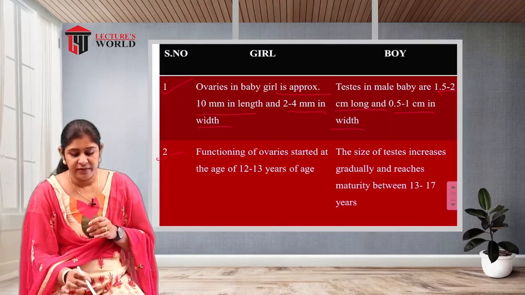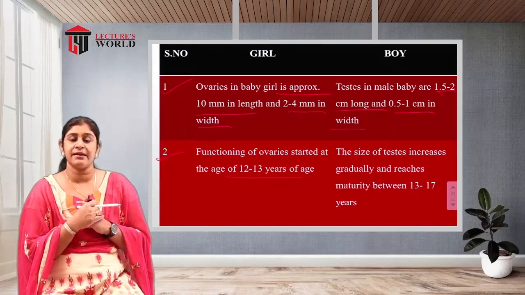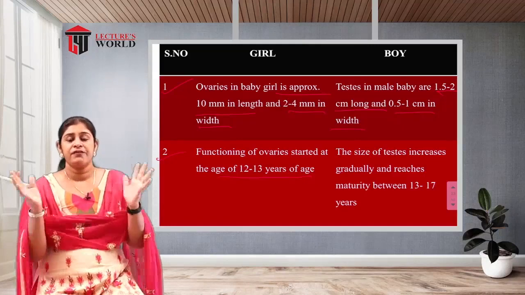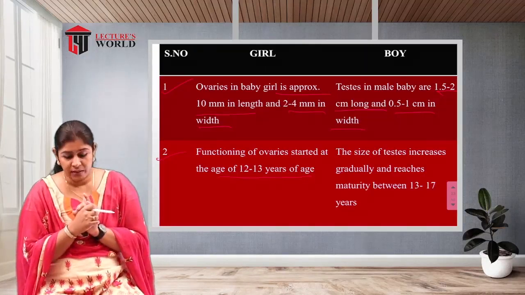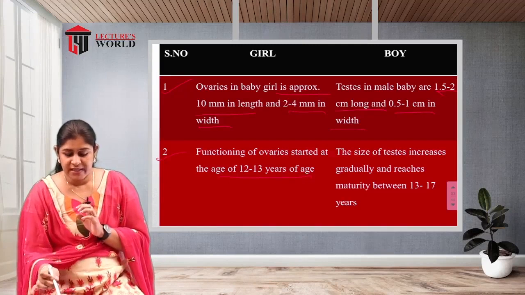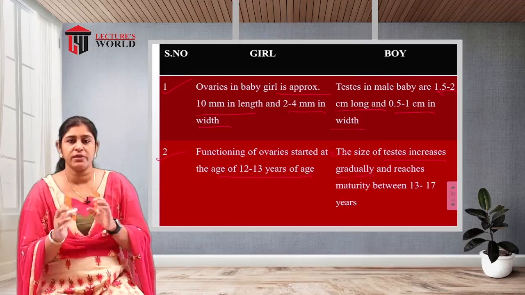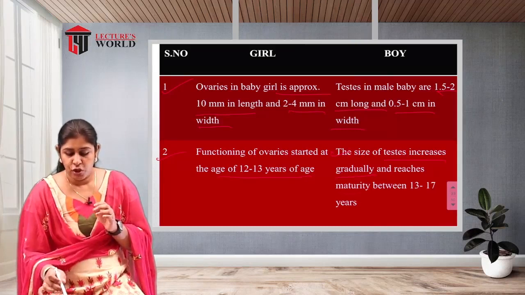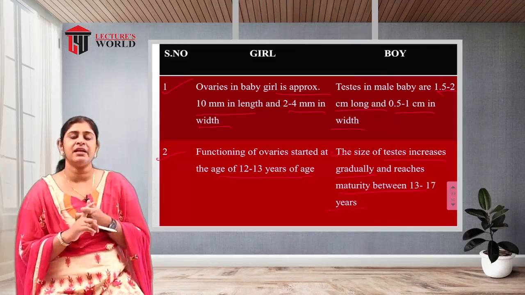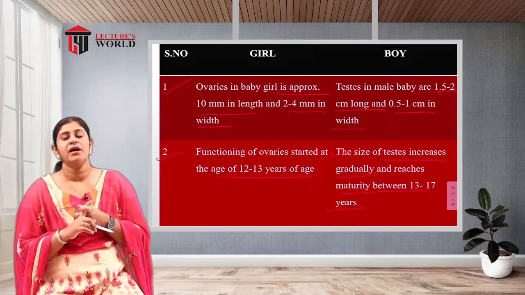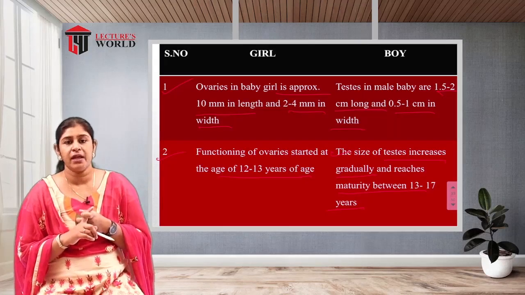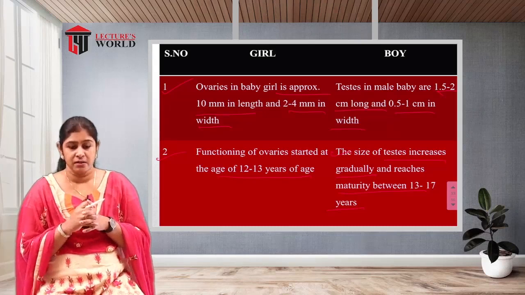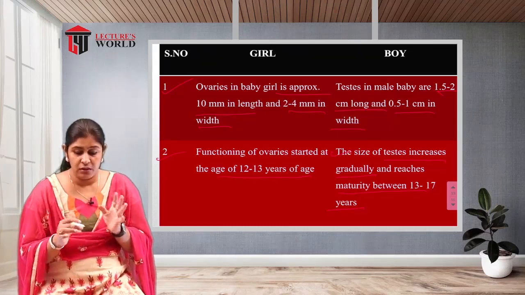Functioning of the ovaries starts at the age of 12 to 13 years in females. Whereas in boys, the size of the testes increases gradually and reaches maturity between 13 to 17 years. So these are the differences between a girl and a boy.